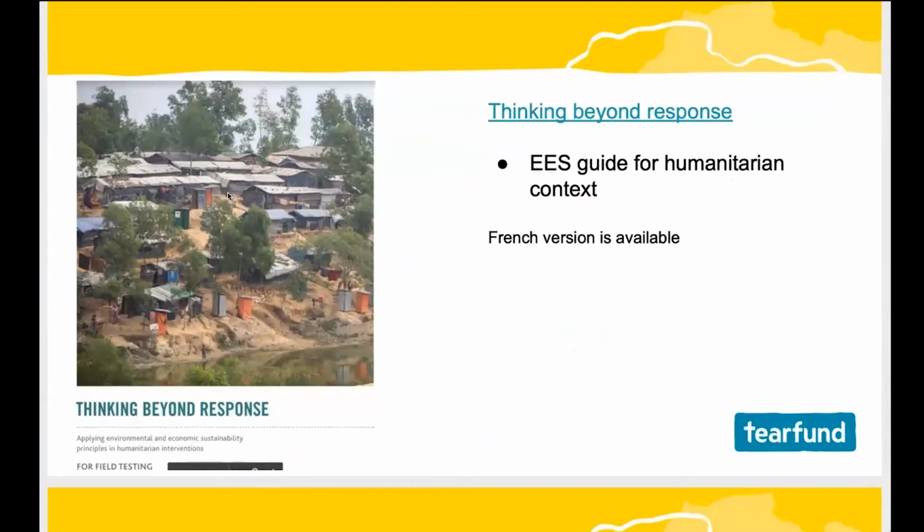This guide is developed to help emergency response or humanitarian response programs to consider that while we are pressured to respond to the immediate needs, we shouldn't be restricted to think just about immediate needs, but to think beyond response, literally, to consider the longer term impact on both the environment and economic side.